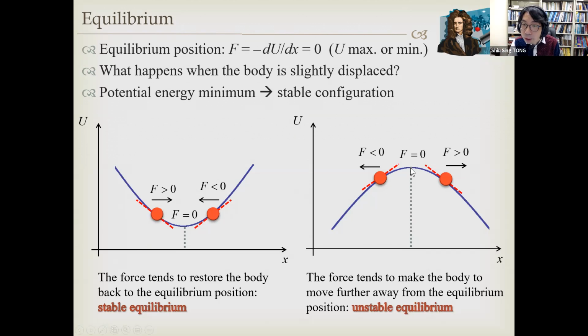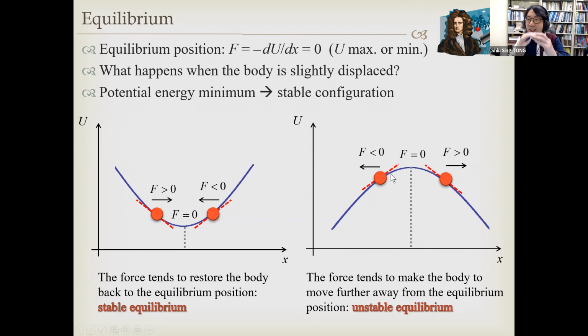And it will further move the object away from the equilibrium position. And similarly, if we displace the object to the left, we draw the tangent, and we find that the force will also displace the object further away from the equilibrium position. So that means it will roll down the slope, right? It will not be staying in the equilibrium position anymore. Even if you have a very small displacement, the force will make it farther and farther away from the equilibrium position. So it just rolls down the slope.